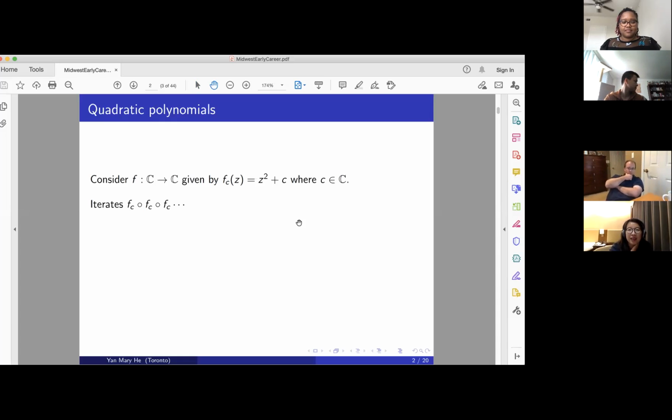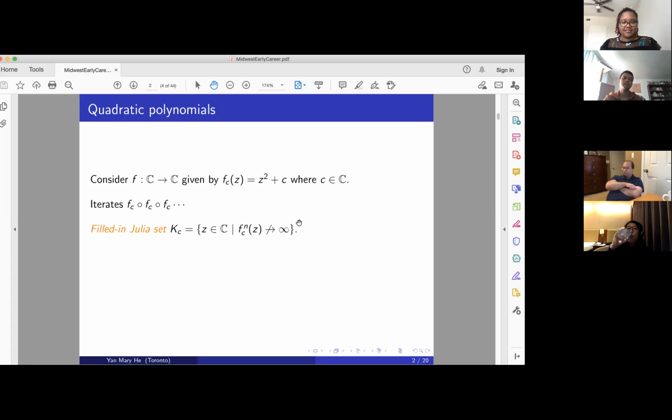And as dynamicists, we're interested in iterating the dynamical map. That is to say, we want to compose f_c with itself again and again and again. So when you start to compose z squared plus c with itself, you will see that the degree of the composed map, which is still a polynomial, will grow exponentially. So it will become more and more complicated once we start to iterate.